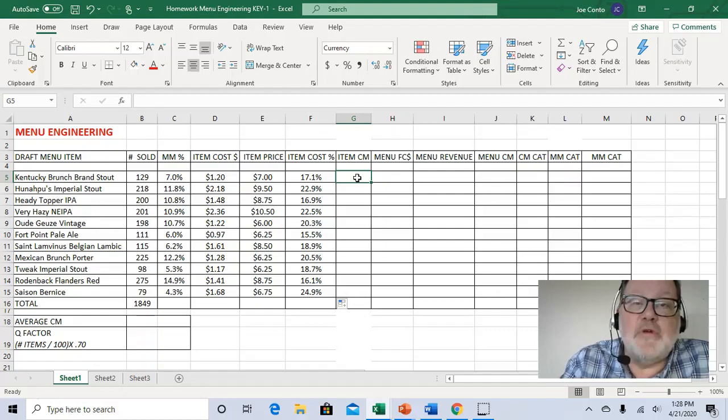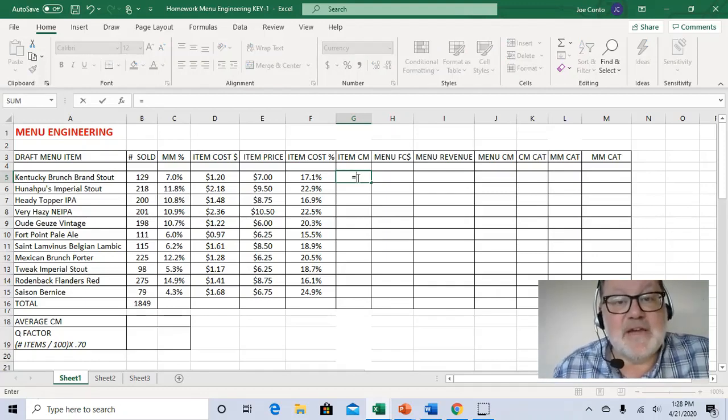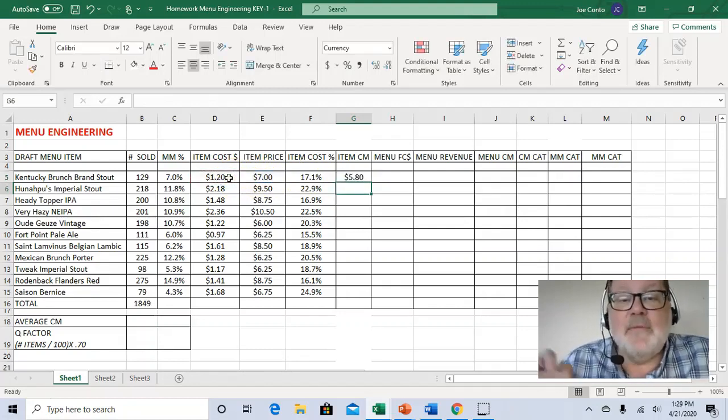And then we have the item contribution margin. Do you remember the formula for contribution margin was the price we sell it for minus how much it cost us, right? So it's just a subtraction as opposed to a division, the same formula that we used to find cost percentage. So how much do I charge for that stout? $7. How much do I pay for that stout? $1.20. So the item contribution margin, meaning every time I sell one Kentucky Brunch brand stout, I get to keep $5.80 after I pay for the beer itself.